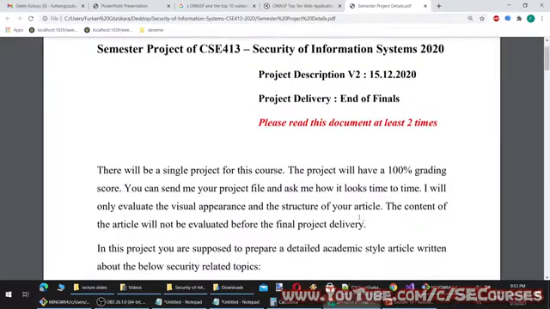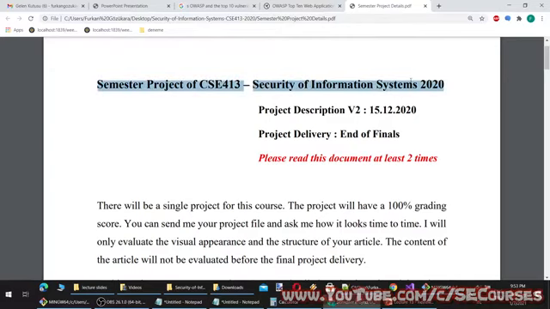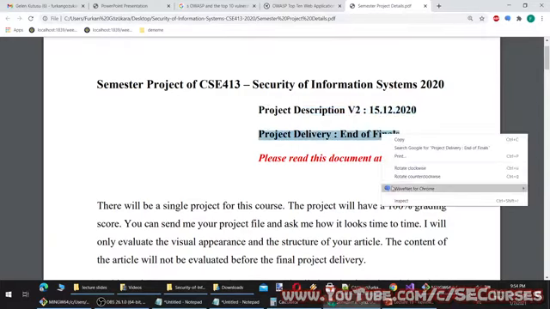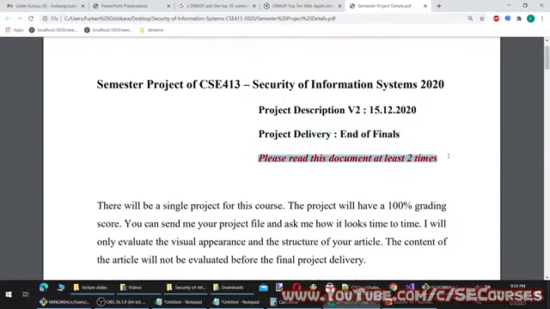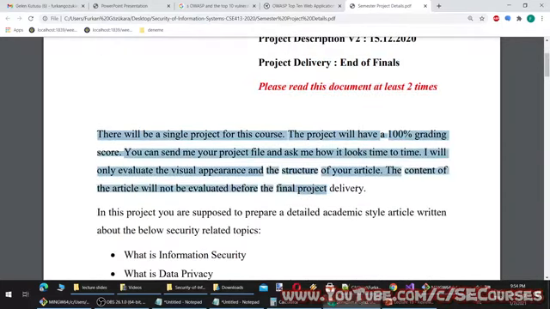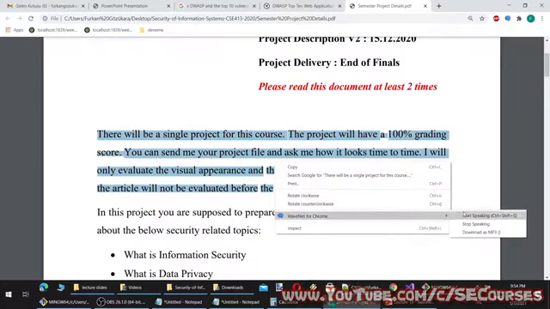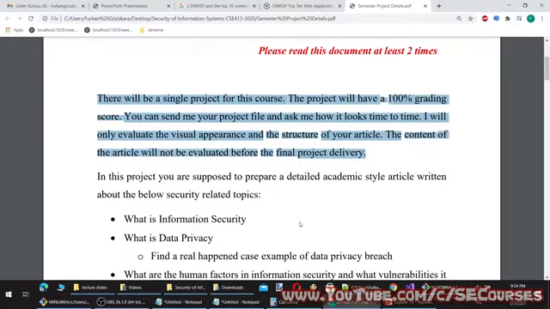Okay, so let's read it line by line. Semester project of CSE 413 Security of Information Systems 2020. Project description V2, the 15th of December 2020. Project delivery, end of finals. Please read this document at least 2 times. There will be a single project for this course. The project will have a 100% grading score.